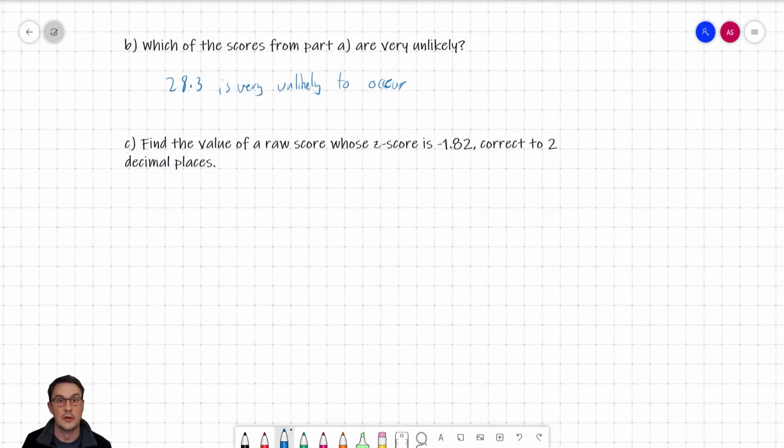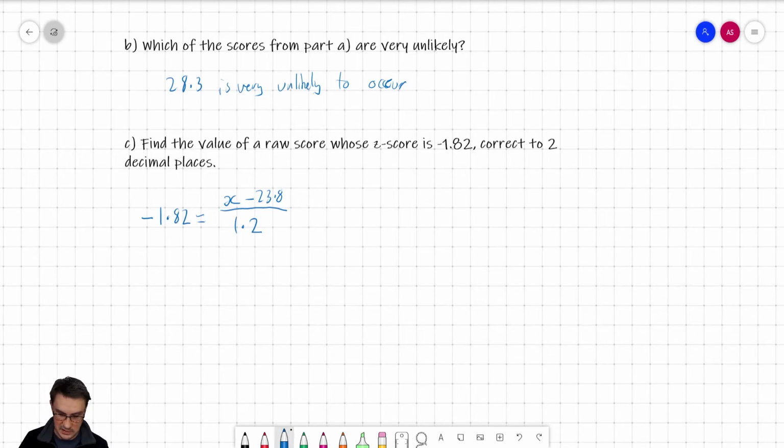Now for part C, what we're asked to find is the value of a raw score whose z-score is negative 1.82, corrected to two decimal places. So what this is doing is getting us to go from a z-score and convert it back to a normal score here. So what we're going to do is have negative 1.82 equal to x, because that's what we're trying to find here, minus 23.8, and all over 1.2.